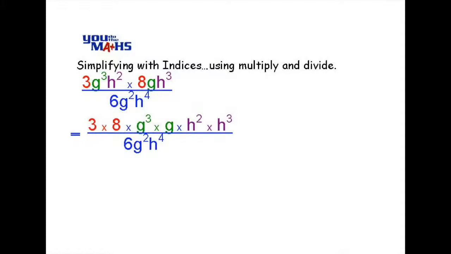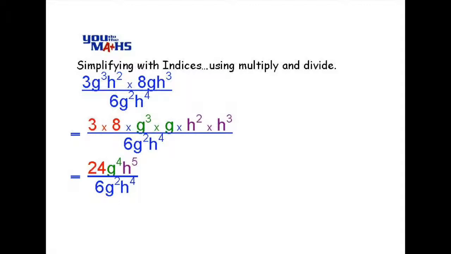With the g's in green there's a common base, so we add the indices. 3 plus 1 is 4. And with the h's in purple, we can add the indices 3 and 2 to give us 5. Now with division, if we apply the rules of division with common bases, the concept is that we subtract the indices. So looking at the whole numbers first, we just do a normal division. 24 divided by 6 is 4.